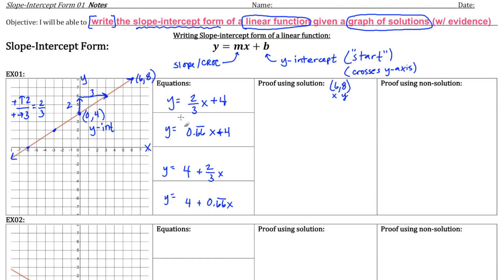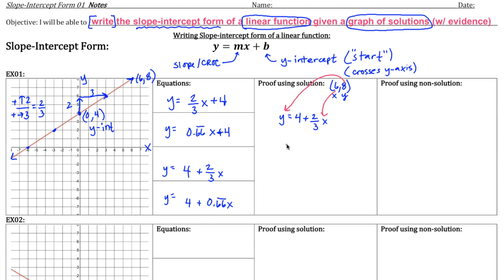So I'm going to use this one. It doesn't matter which one you use, this one. So y equals 4 plus 2/3 x. Remember the x goes there. I'll put that in a different color. Remember that the x value goes there, and the y value goes there.